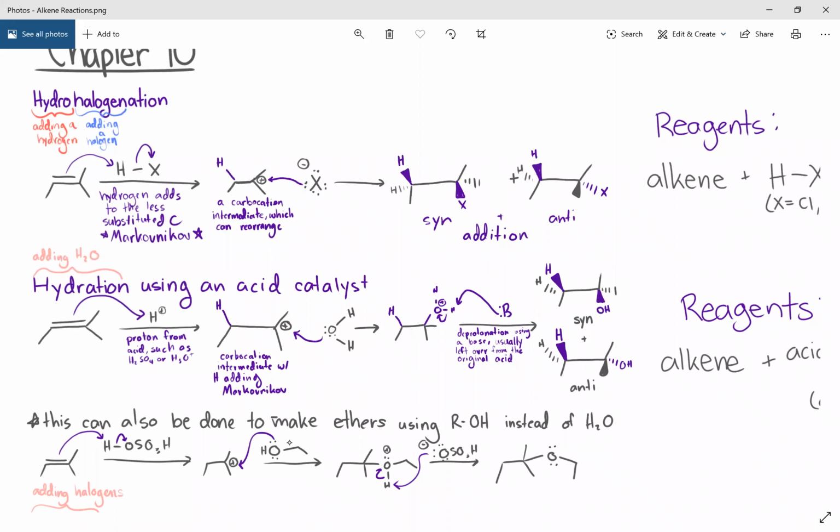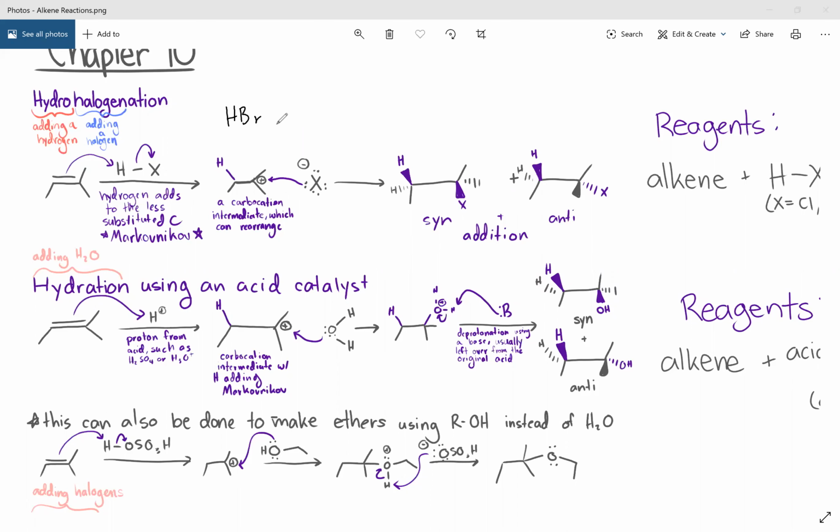We can see here that each one of these names associated with these additions has a meaning. They're not just named that for no reason. We call hydrohalogenation that because of hydro, we're adding a hydrogen. Halogenation, we're adding a halogen. Okay? And in the first step of hydrohalogenation, we have this HX, where X is Cl, Br, or I. So if we have HBr, that X is Br.